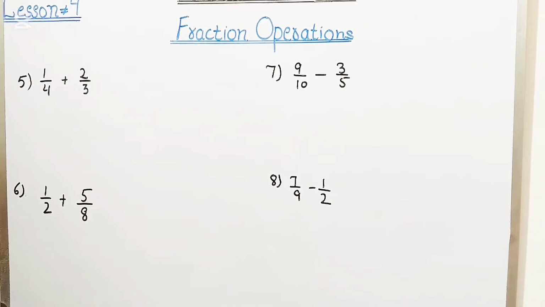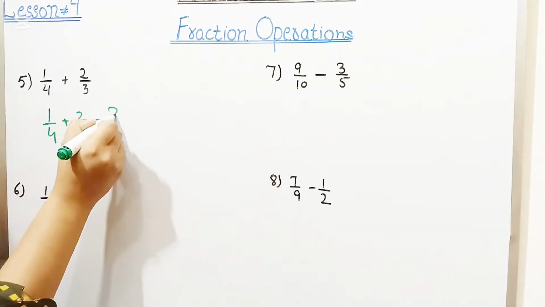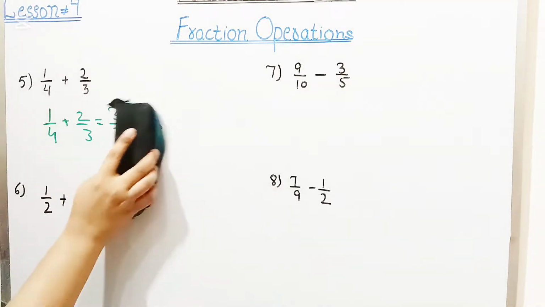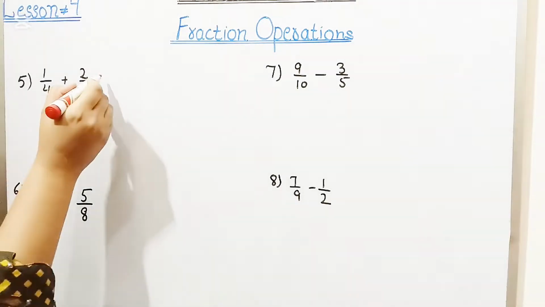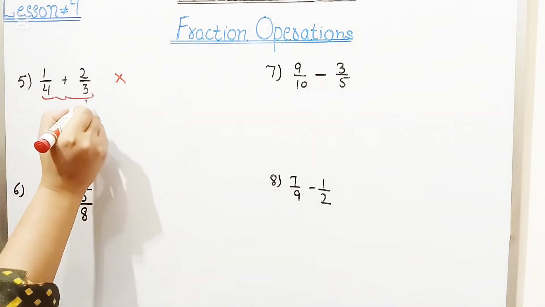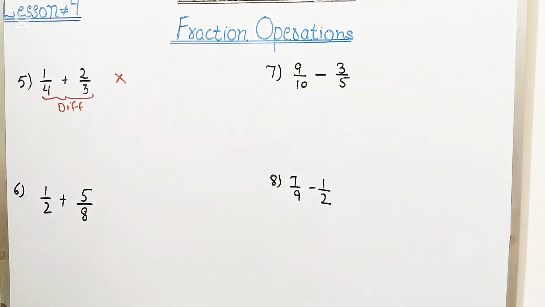Question number 5. 1 over 4 plus 2 by 3. If we add them, 2 plus 1 is 3, and 4 plus 3 is 7. Is it correct? No, it's a wrong method. It's a very wrong method. We can't add them. Why? Because their denominators are different. What do we do? Firstly, we find the same denominator.